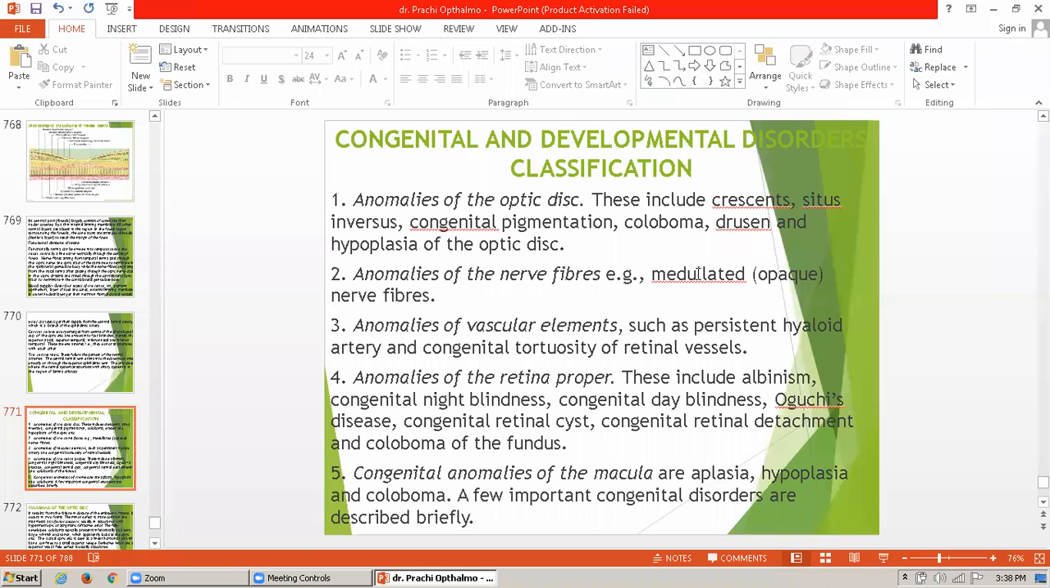So anomalies of the optic disc include the crescent, situs inversus, congenital pigmentation, coloboma, glaucoma, and hypoplasia of the optic disc. Then second, anomalies of the nerve fiber, for example, medullated opaque nerve fibers. Third, anomalies of vascular element such as persistent hyaloid artery and congenital tortuosity of retinal vessel.